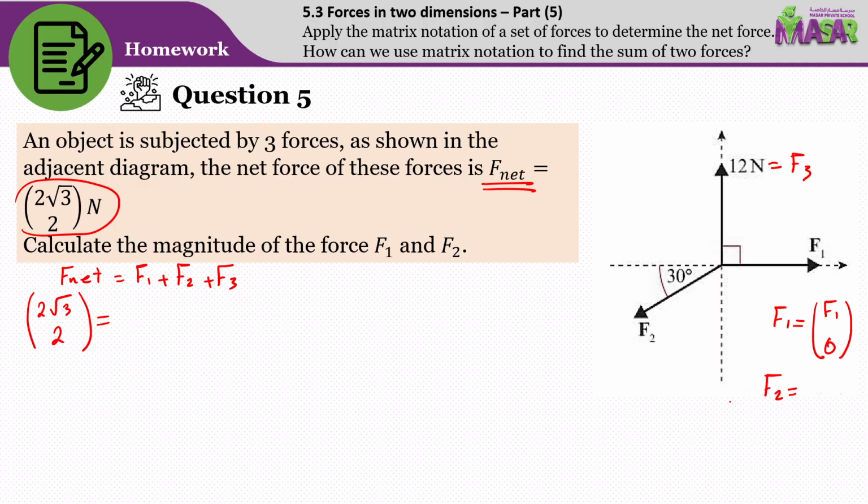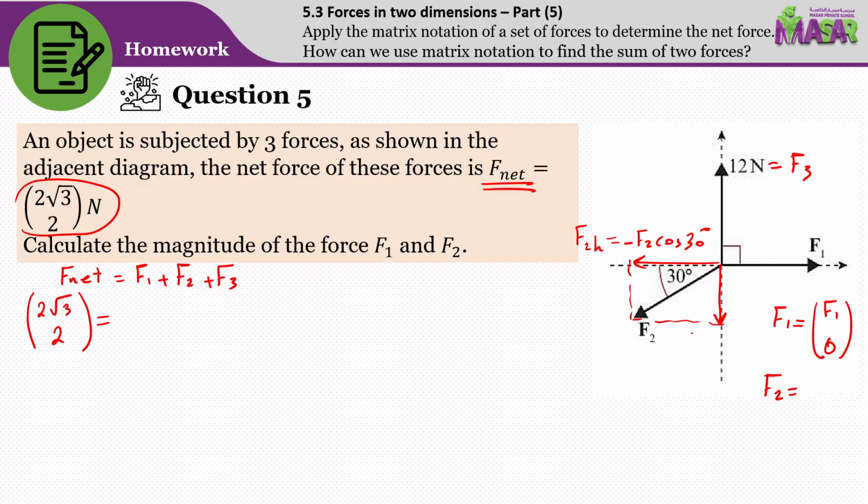Now for F2, the F2 can be decomposed into two components, the first component, the second component. Now for the horizontal component, it can be written as minus F2 cosine 30. And why did I do that? Because the angle here is the horizontal angle, and the direction is to the left. So we should apply the cosine along the horizontal. And don't forget to add the minus sign because it's pointing to the left.